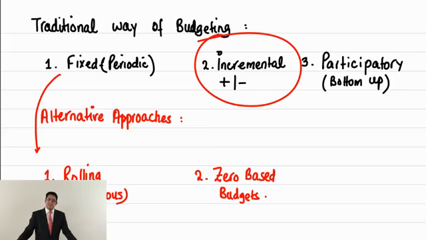Only a few things change: inflation, foreign exchange rates, activity levels, maybe efficiency levels, technology. But they are producing and selling more or less the same thing. So any industry where there is some sort of consistency, incremental budgets work quite well.